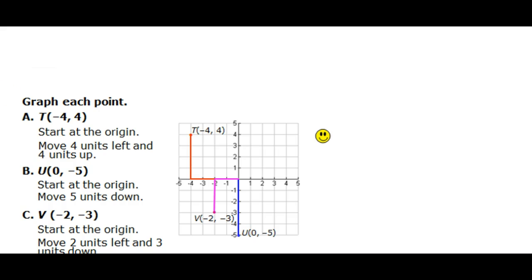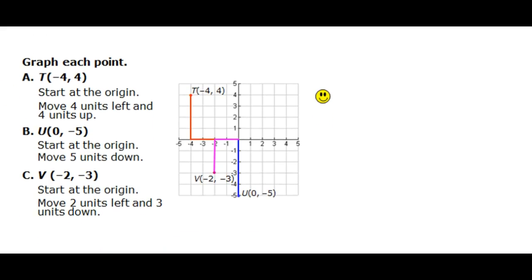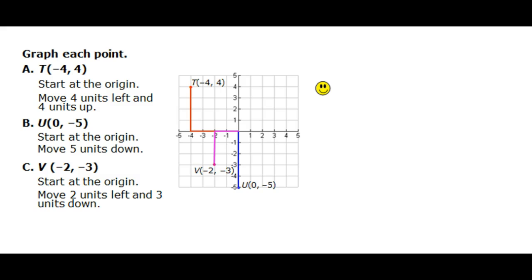Okay? So the first thing we're going to do is plot these points on the coordinate plane. We always start at the origin. That's the beginning point right here. So this first point T is (-4, 4). Remember that first value tells you how far left or right. So -4 would be 4 places to the left. And the second number tells you how far up or down, so that would be 4 places up. So that is point T, (-4, 4).